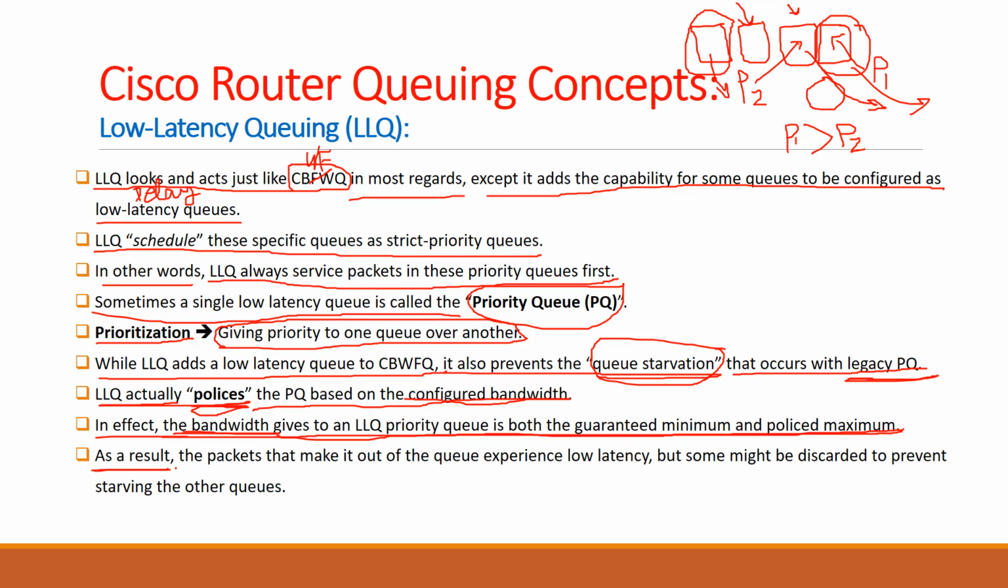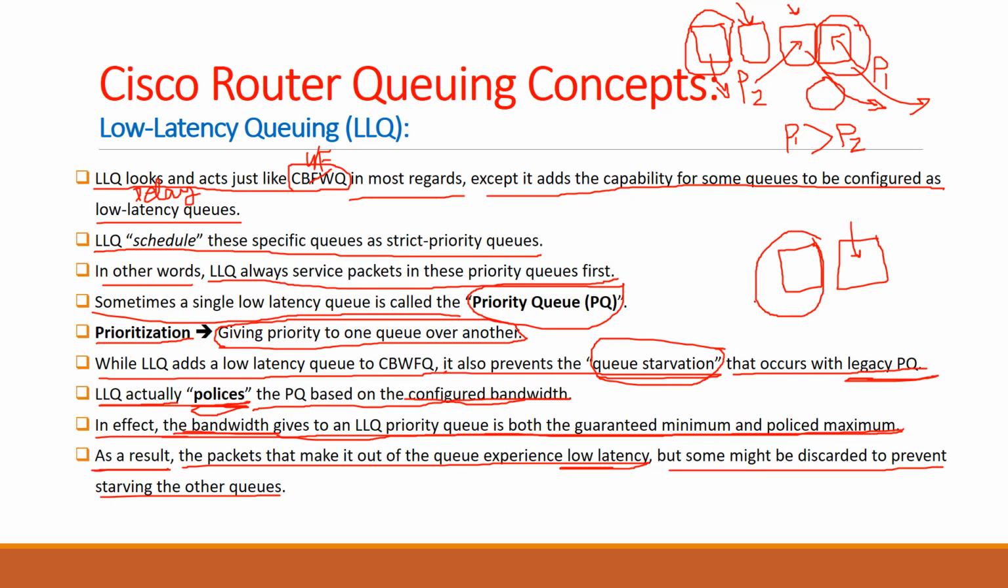As a result, the packets that make it out of the queue experience low latency, but some might be discarded to prevent starving the other queues. What does this mean? It means that if we have here a Q1, Q2, some packets from here may be discarded to prevent starving the other queues.